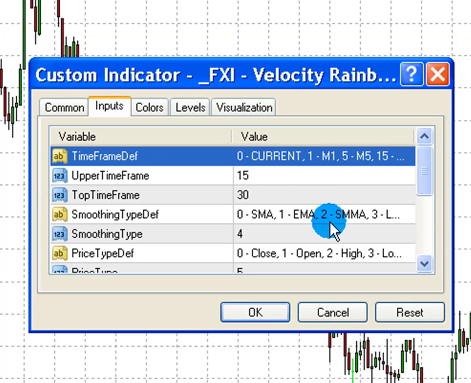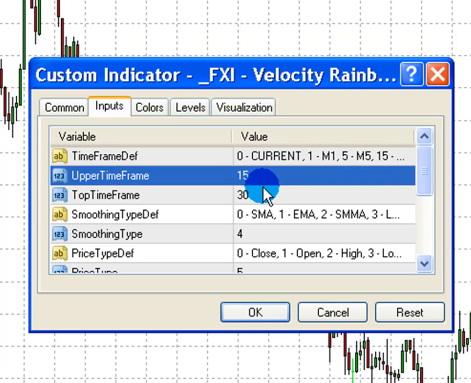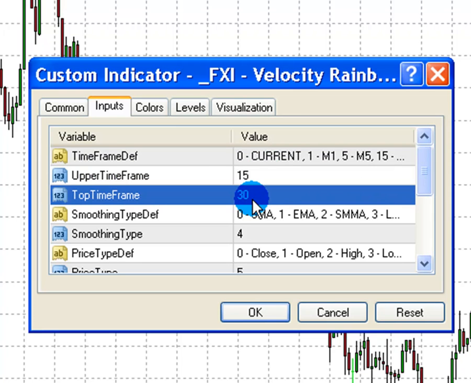Time frame depth is the setting that can be used for the upper and top time frames. There is a velocity that is drawn for the current time frame always. If you just want to overlap them, you set it to 0 for current. We've set it for two higher time frames. I'm going to make it the 15 and the 30-minute time frame in this case.